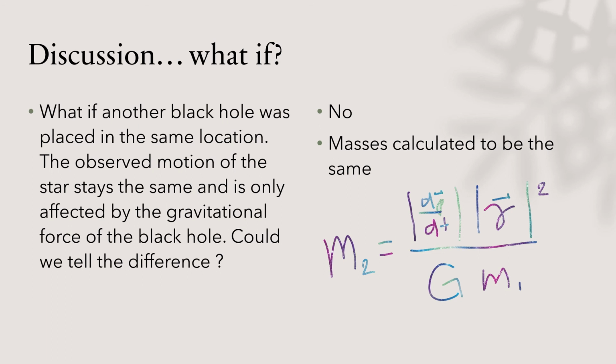Now, would we be able to tell the difference if we replace the black hole with a different one if the star's motion stayed the same? No, not with the physics that we use in this lab. For this lab, we use the observation of motion of the star to calculate the mass of the black hole using this equation. So if the motion of the star does not change, we assume that the mass must be the same as the previous black hole.